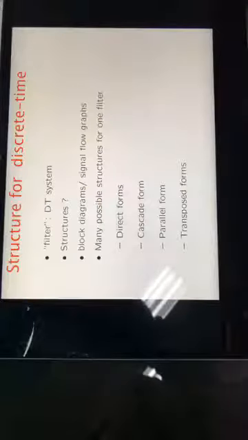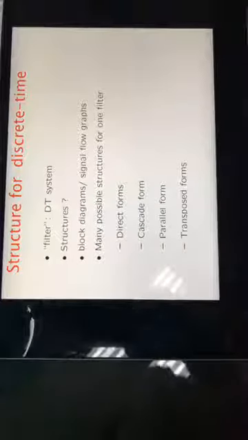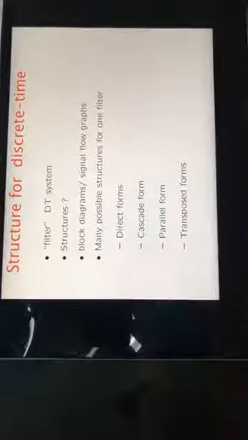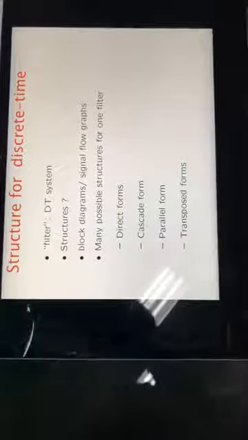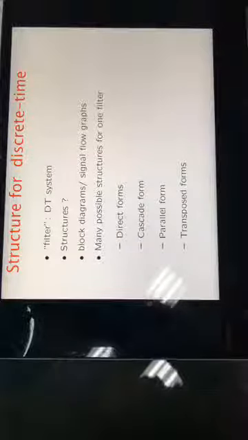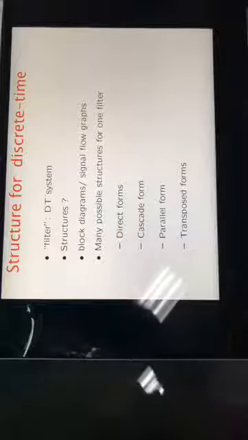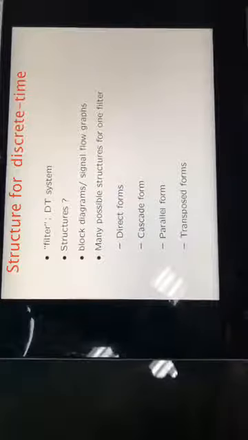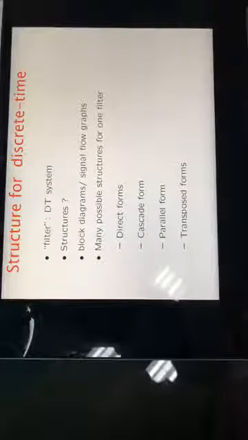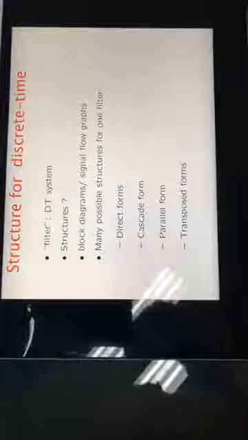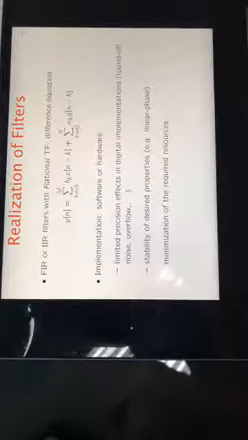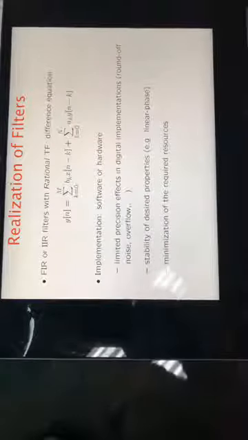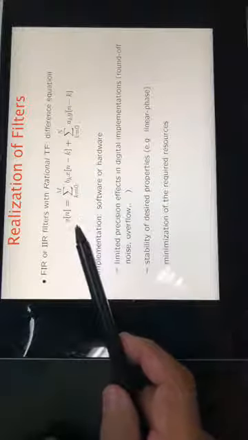Primarily we know that the structures or implementations can be represented in block diagram form or signal flow form. There are many possible implementations: direct form, cascade form, parallel form, transpose form, and we have not covered cascade and parallel form at this point. I will cover them in the next lecture. And all you are doing is implementing a difference equation which looks like this.